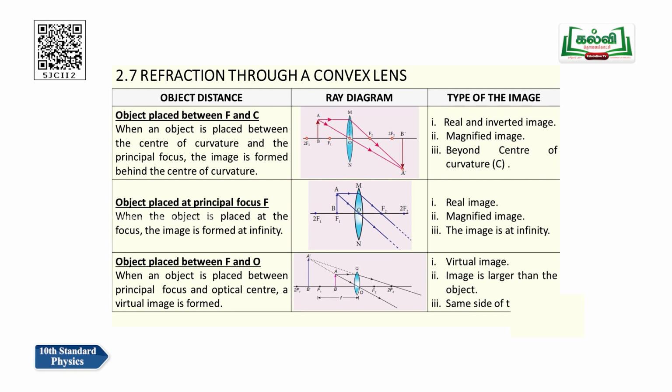First rule, a ray parallel to the principal axis, and the second rule, a ray passes through the optic center. A ray parallel to the principal axis, after refraction, passes through the principal focus. The ray that passes through the optic center will not get deviated. So, we are getting the image at infinity, a real image, magnified image. We can't catch it because the image is at infinity.